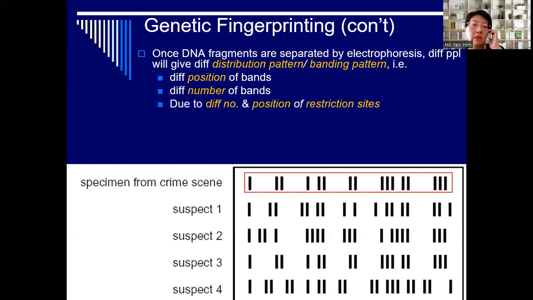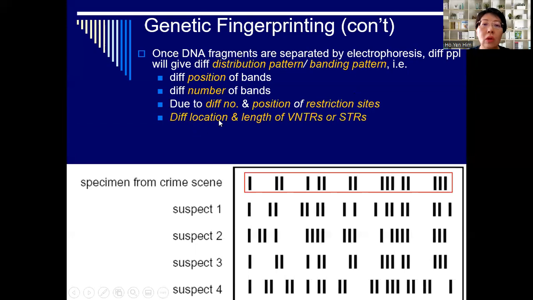So why do they have different numbers and locations of bands? It is because there are different numbers and positions of restriction sites. Remember, just now we needed to cut the DNA. So it depends on how many restriction sites we have and the position of the restriction sites, and also the different location and length of the VNTRs or STRs. Later on, you will know what this means, because all these bands are DNA which contain VNTRs or STRs. I'll explain this afterwards.